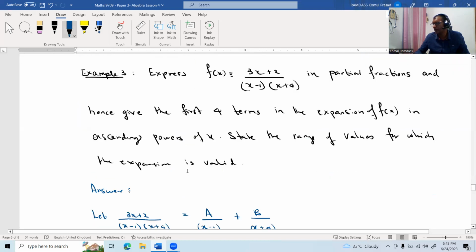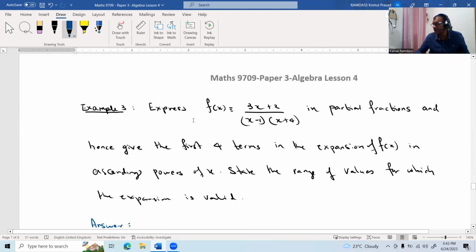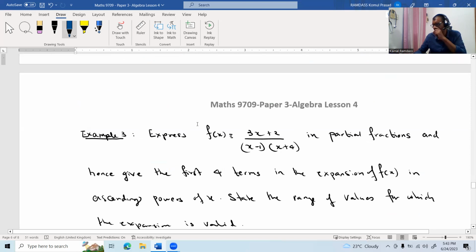OK, example 3. Often we do partial fractions first, and then we expand. We need to express in partial fractions, and then we expand using binomial series. Express f(x) = (3x + 2) over (x − 1)(x + 4) in partial fractions, and hence give the first four terms in the expansion of f(x) in ascending powers of x. We are obliged to do a binomial expansion.